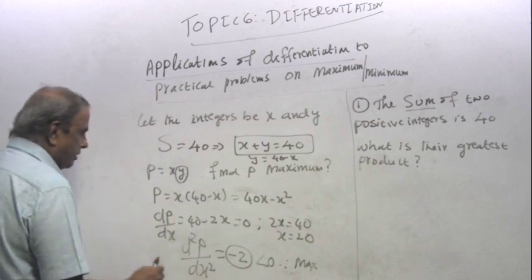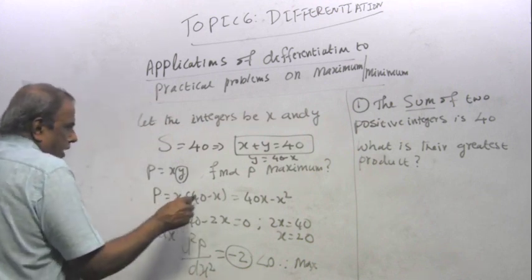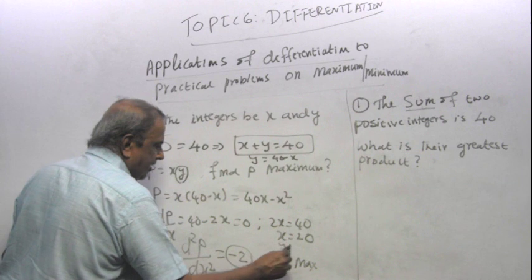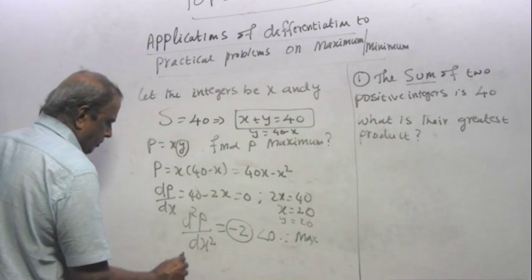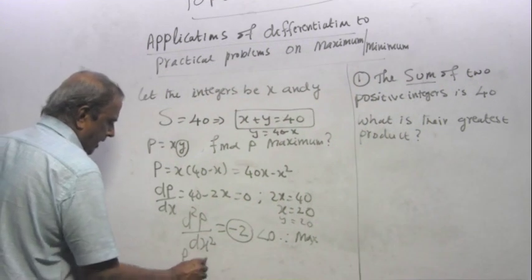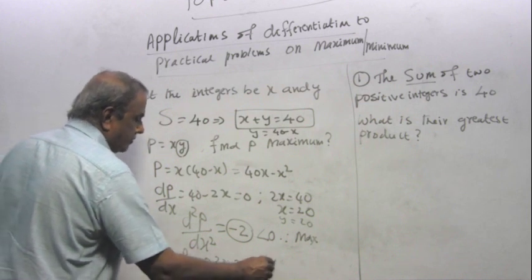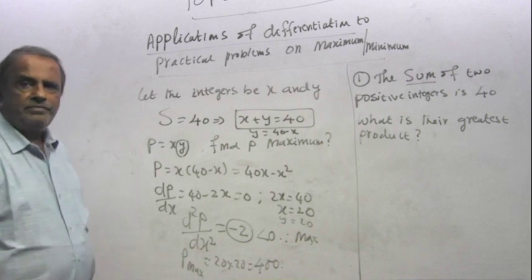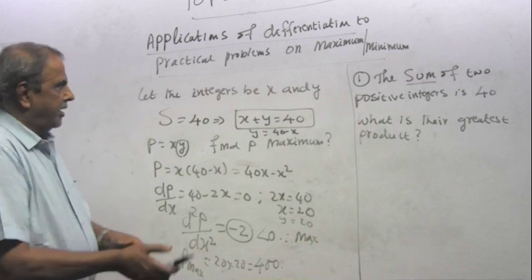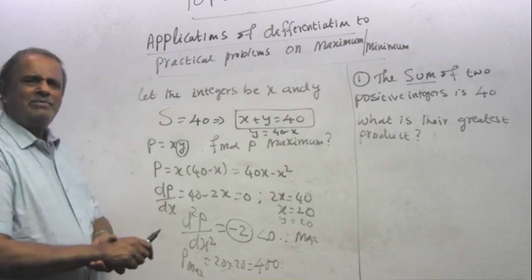I want to find the maximum product. So I can do, x equals 20, so y is 20. So the maximum product is 20 times 20, which is 400. Good. Now, does that ring a bell?